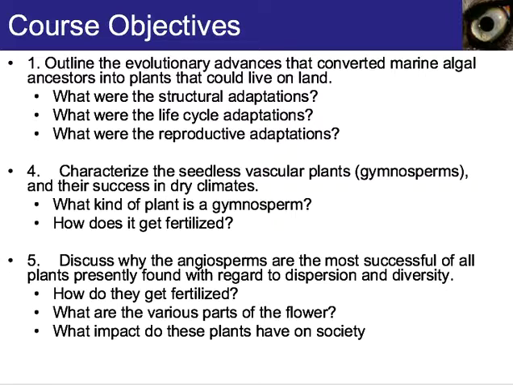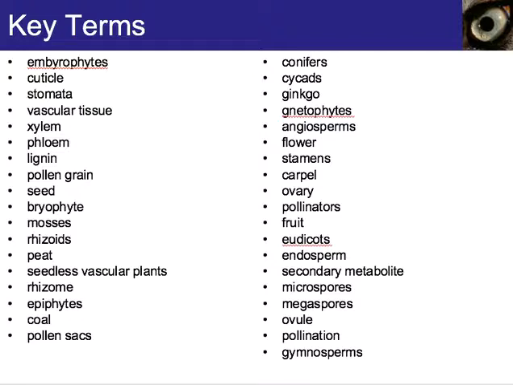How do they get fertilized? What are the various parts of the flower? And what impact do these plants have on our society? And these are your key terms.